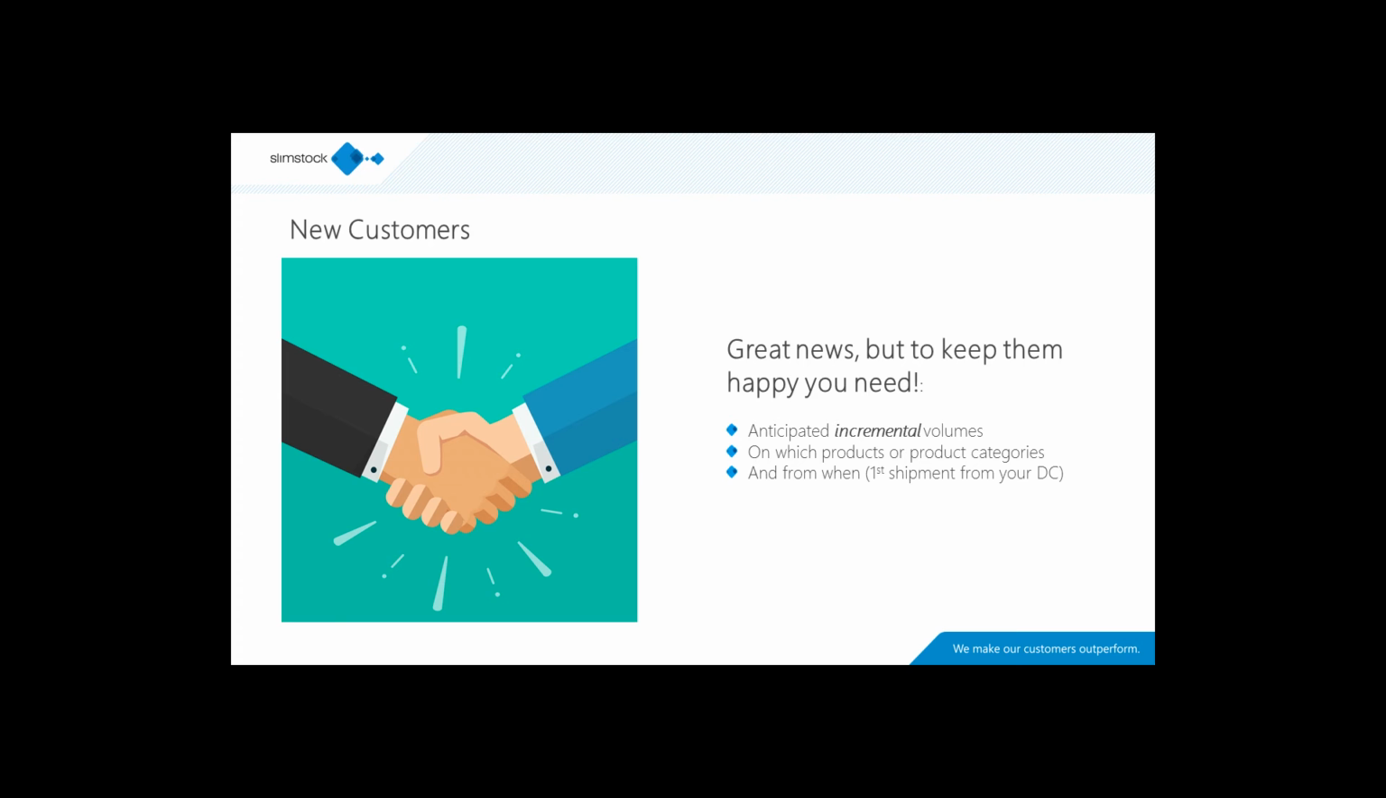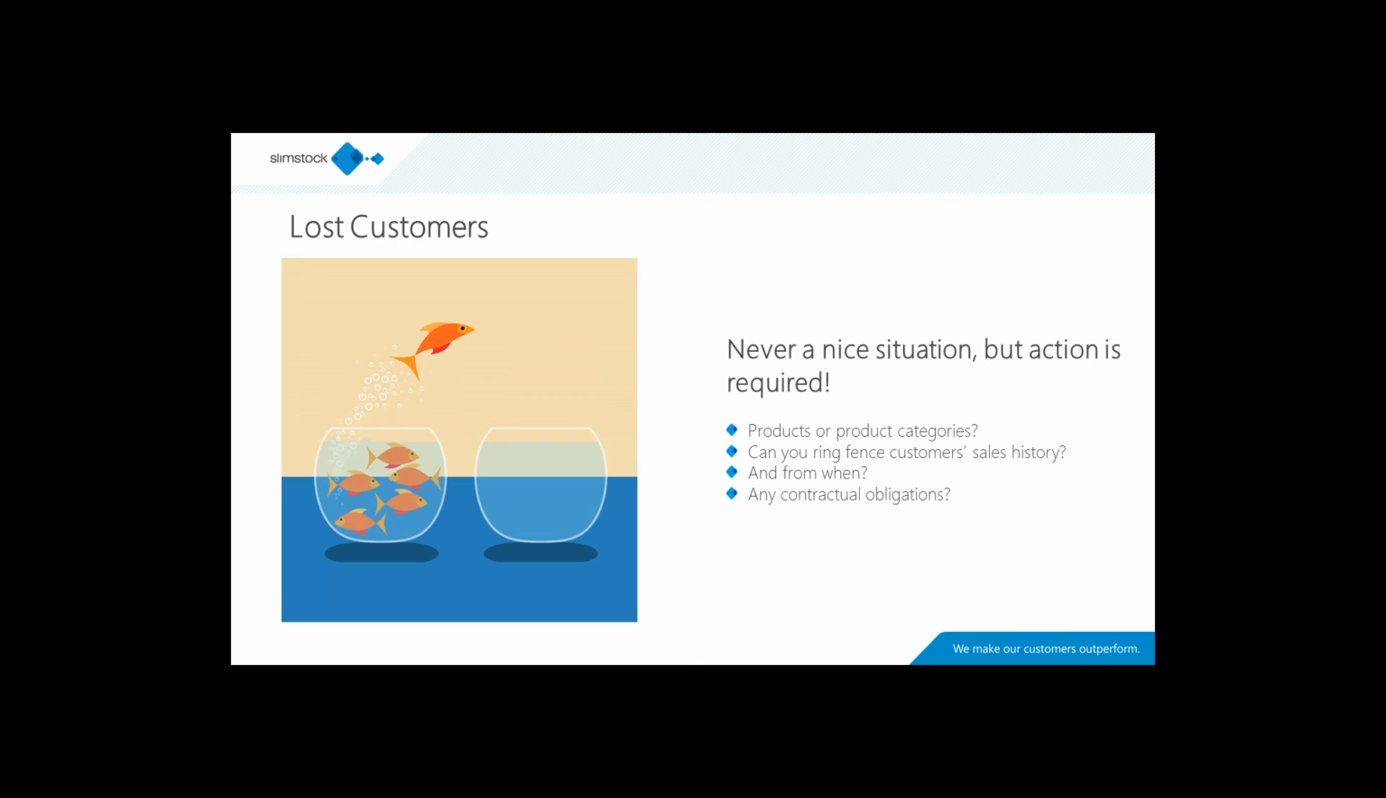Again, we need to know the products concerned and the incremental change to the forecast. It's also important to determine whether the customer will require pipe fill stock for the first weeks and months, and whether this will be greater than their usual base rate.